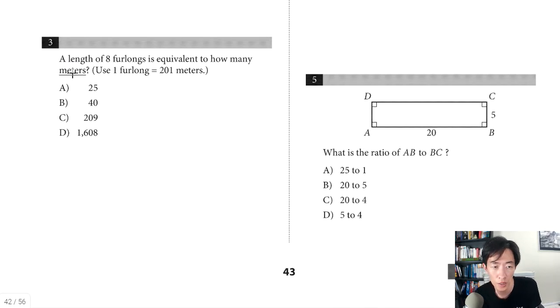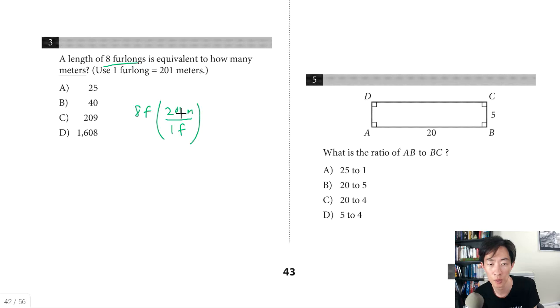Question 3, a length of 8 furlongs is equivalent to how many meters? And then they tell us 1 furlong is 201 meters. So you might be able to do this in your head, but I want to show you the real way. If you have 8 furlongs, and this is a unit conversion problem, you always want to multiply by the actual conversion or the identity. So we know 1 furlong is 201 meters. I'm going to put 201 meters in the numerator and 1 furlong in the denominator.